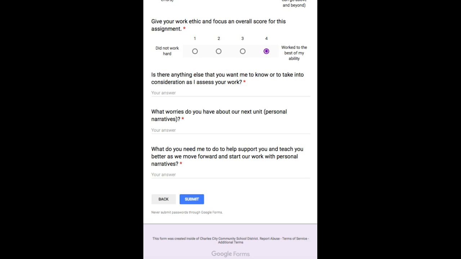So please be as honest as possible, be reflective. Remember, the importance of doing this helps you know what you learned, what you did well, and what you can do to improve next time. It also helps me as your teacher to know what skills you understand, what might be missing, so that way I can reteach it to you, and what I can continue to do or start doing to support you as we go into our personal narrative unit.